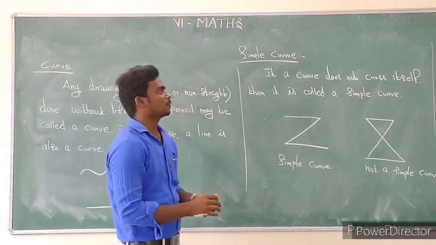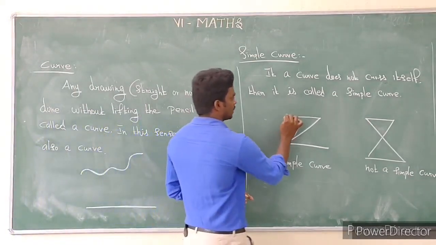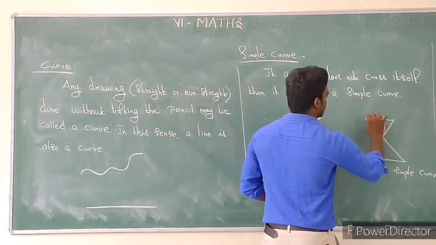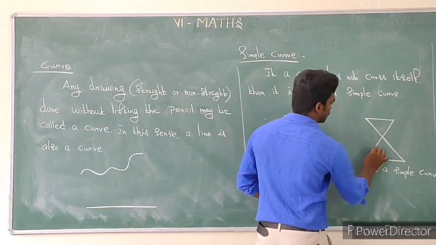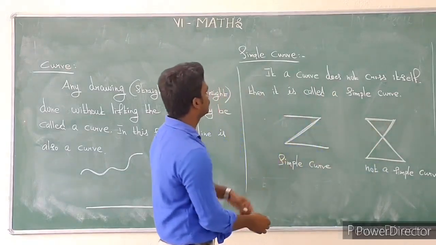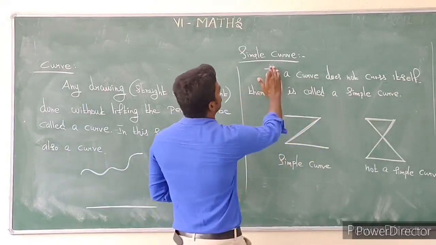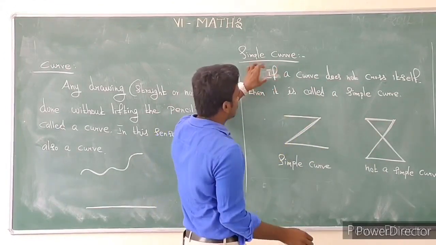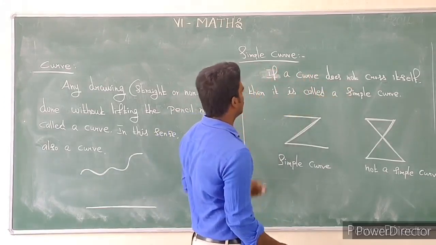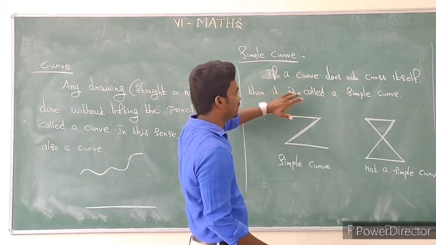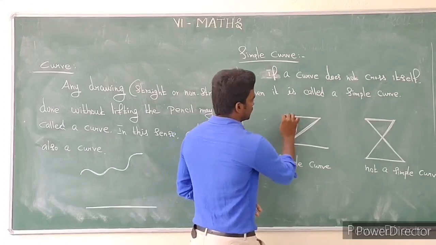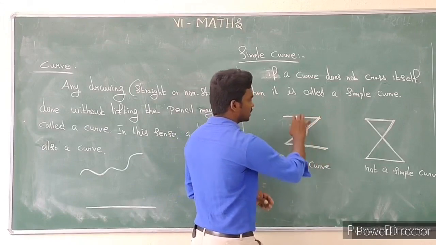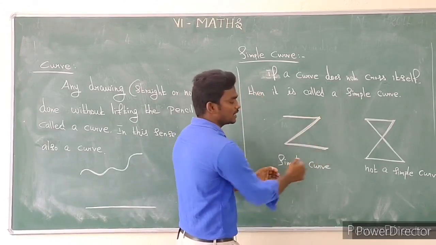What is next? Simple curve. The first one is a curve because we can draw this line without lifting the pencil. This is also a curve. So what is the difference between these two? If a curve does not cross itself, then it is called a simple curve. This curve does not cross itself; it has a starting point and an ending point O and does not cross any lines. So this is called a simple curve.